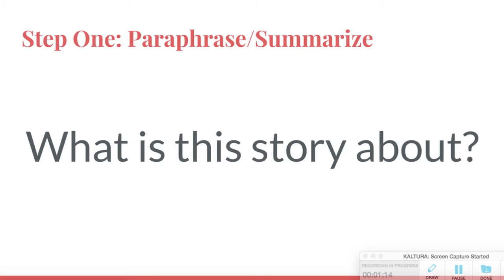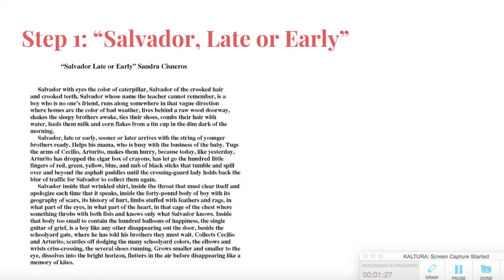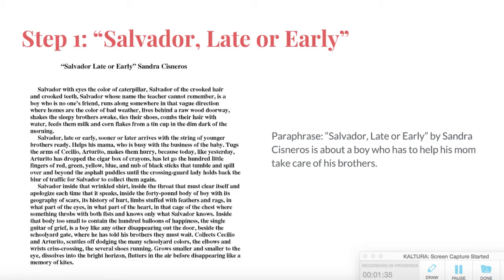The first step in close reading is to paraphrase or summarize the work. In a nutshell, what is it about? In this step, your focus is on explaining the subject or plot of the work. For instance, in Sandra Cisneros' short story, Salvador Late or Early, I might paraphrase the work by saying that it is about a boy who has to help his mom take care of his brothers.